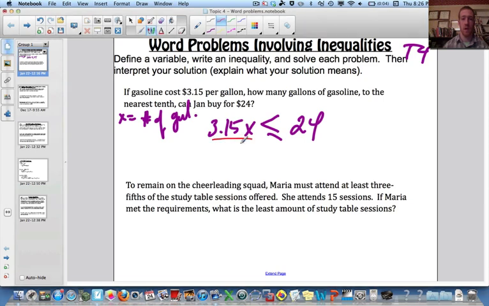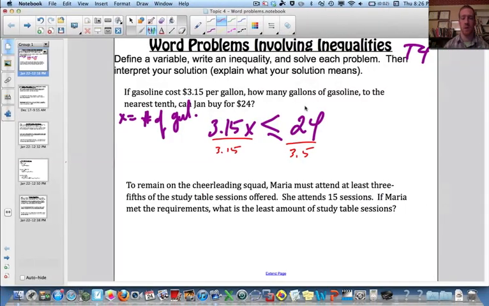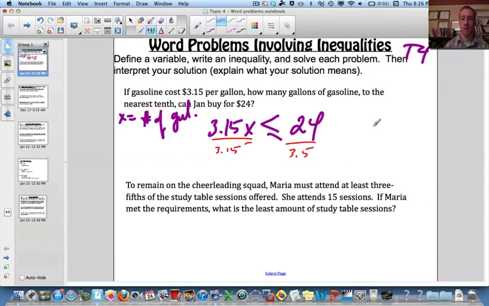Alright, so we divide by 3/15, and that gives us 7.62. So x is less than or equal to 7.62, which means it gets up to, but not more than, 7.62 gallons of gasoline.